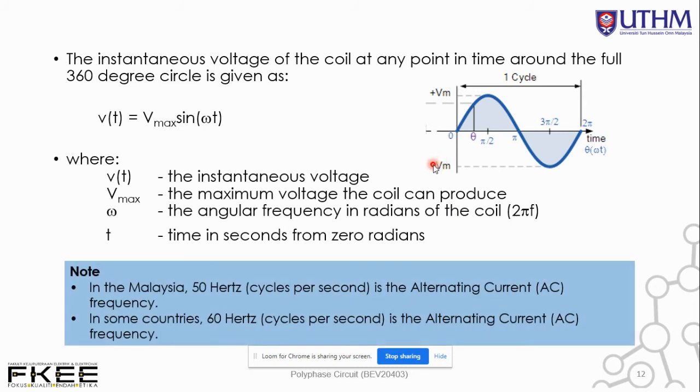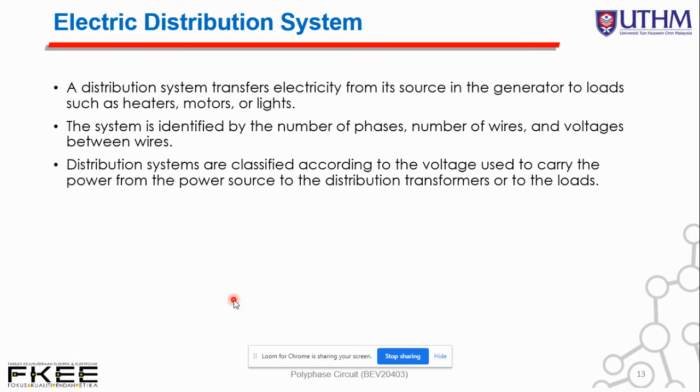As an additional note, in Malaysia, 50 Hz, or cycles per second, is the AC frequency, but in some other countries, 60 Hz is the alternating current frequency. But in most countries, the majority, they implement 50 Hz as the alternating current frequency. An electric distribution system transfers electricity from its source in the generator to loads such as heaters, motors, or lights. So these are some of the applications we use electricity for.